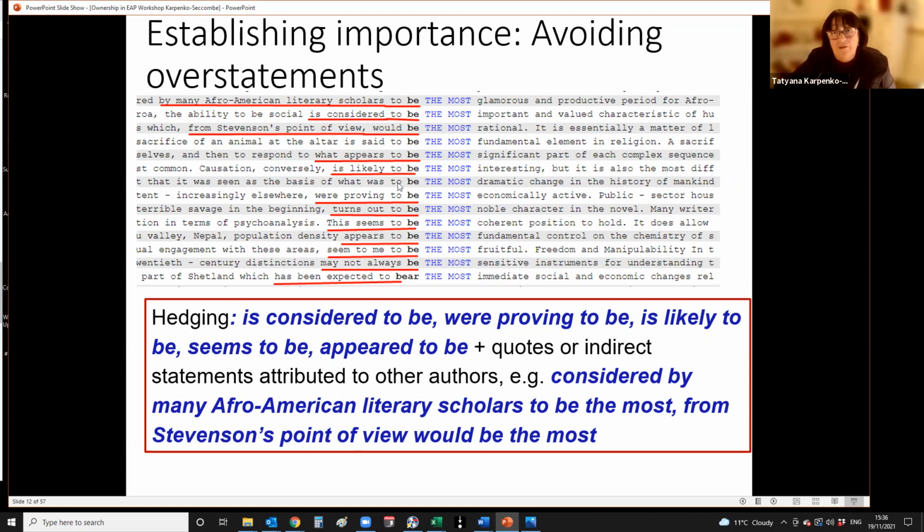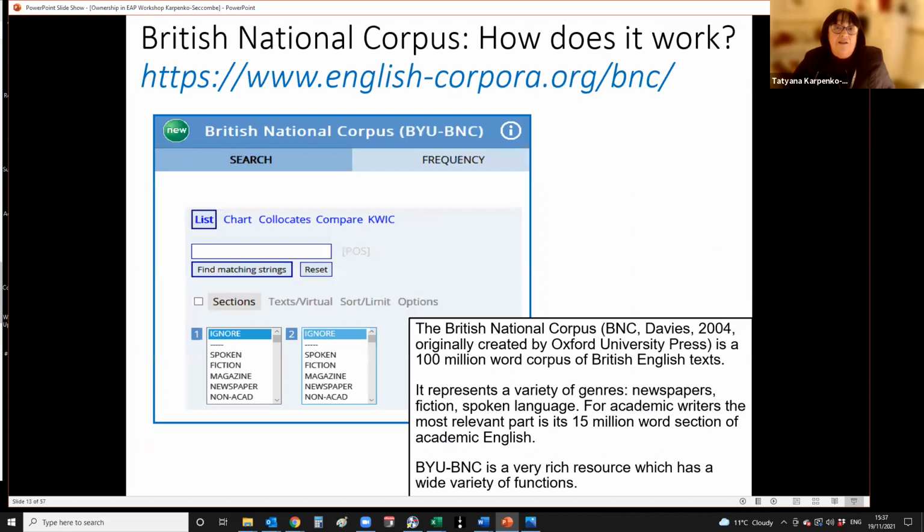So there's a host of hedges with the most, and that actually makes it really clear to the students, rather than me banging on about it. They just see it for themselves. Also, there are very interesting strategies here, where statements of generality of the most are attributed to other authors, like here, considered by many Afro-American literary scholars, or from Stevenson's point of view, where the authors move the responsibility for saying the most to other authors. So this is another strategy to avoid overstatements.